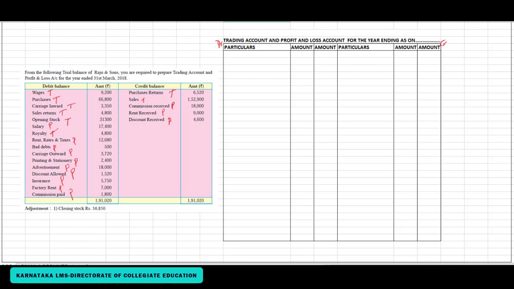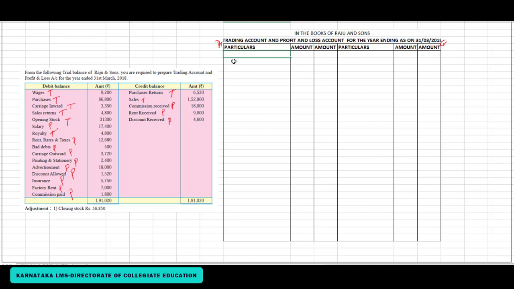So now let us make the entries of the trading account and profit and loss account. Firstly, with regard to the name of the company, the name of the company here is Raju and Sons, so I will put it as in the books of Raju and Sons. And here the date they have given is 31st March 2018. So the date they have given must be entered here. And now let us start preparing the trading account first.